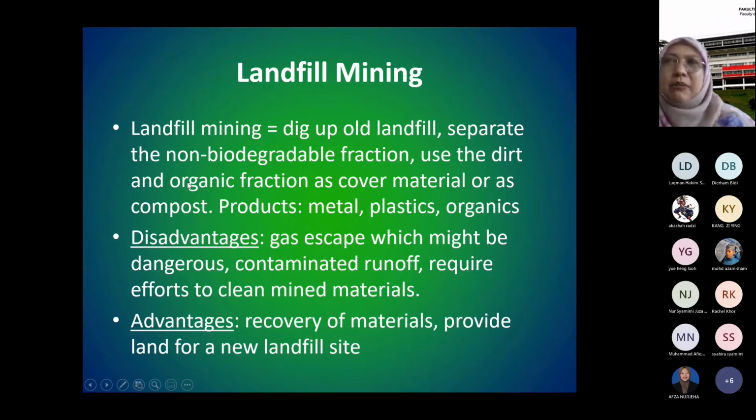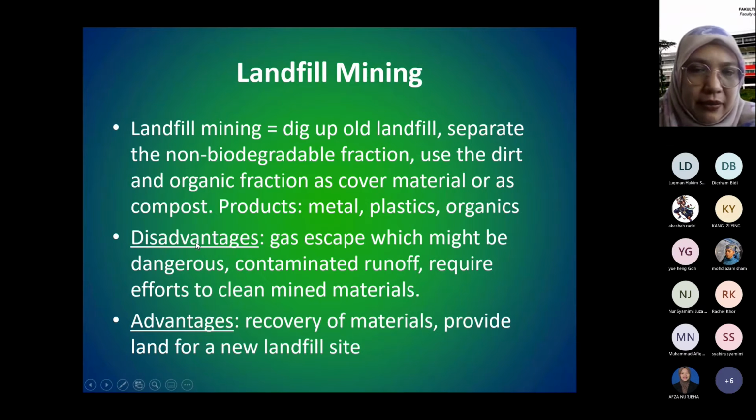Because from the biodegradation process, the organic waste is actually turned into compost or fertilizer. Or it can be used as topsoil. Other products from landfill mining could be metals. People could have thrown away metals, plastics and other organics. So they think that landfill mining can provide income to them.